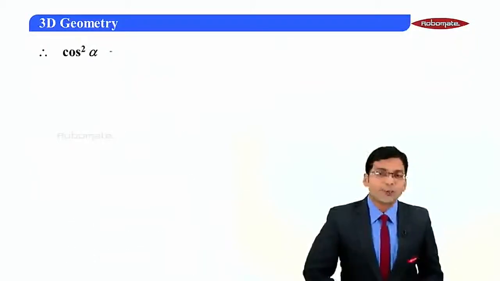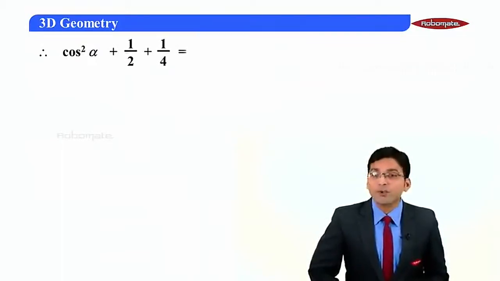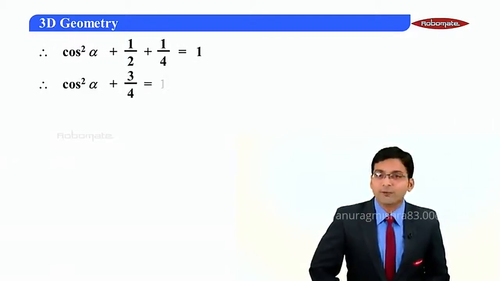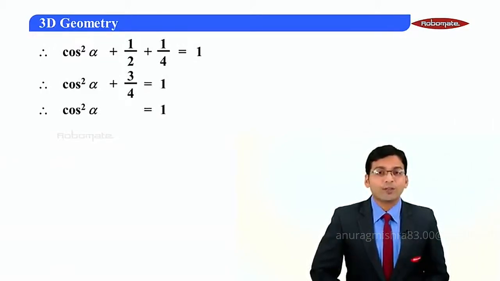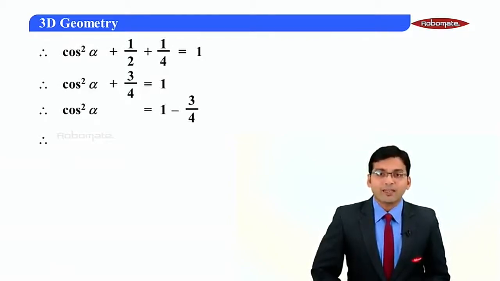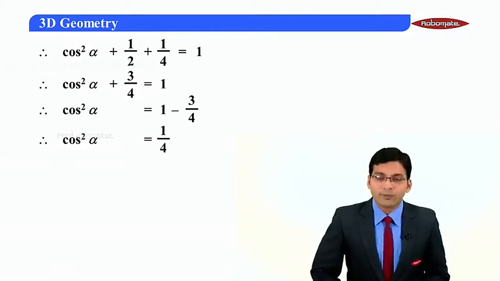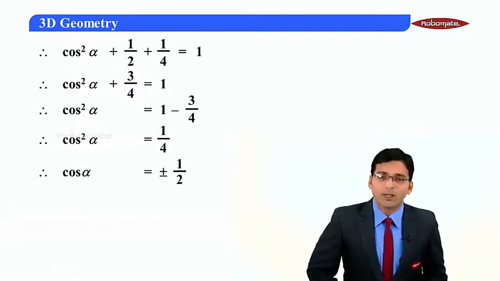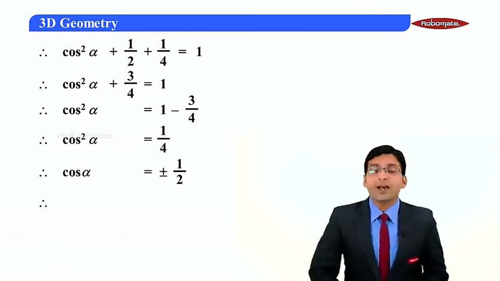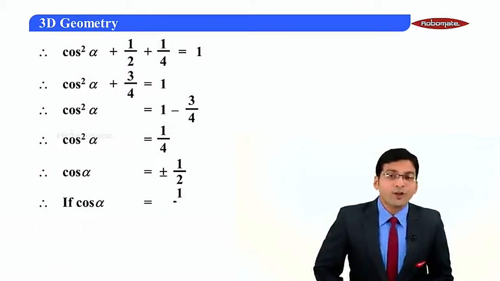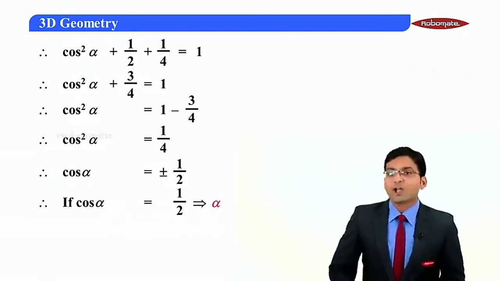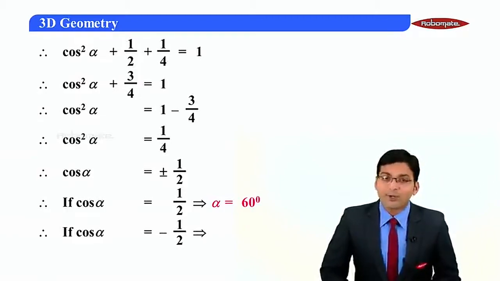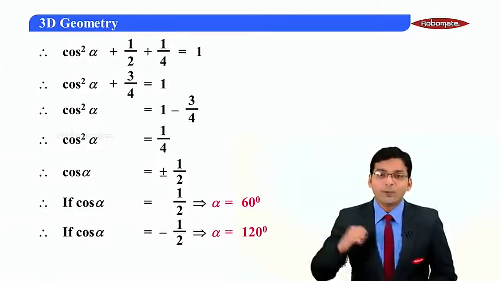So we get cos square alpha plus 1 upon 2 plus 1 upon 4 is 1. On simplifying further, cos square alpha plus 3 by 4 is 1. This gives cos square alpha is 1 minus 3 by 4, and that means cos square alpha is 1 by 4. Now on taking square roots, students, we get cos alpha is plus or minus 1 upon 2. Fine. Now we need alpha, so we say if cos alpha is 1 upon 2, then alpha is going to be 60 degrees, and if cos alpha is minus 1 upon 2, then value of alpha will be 120 degrees.